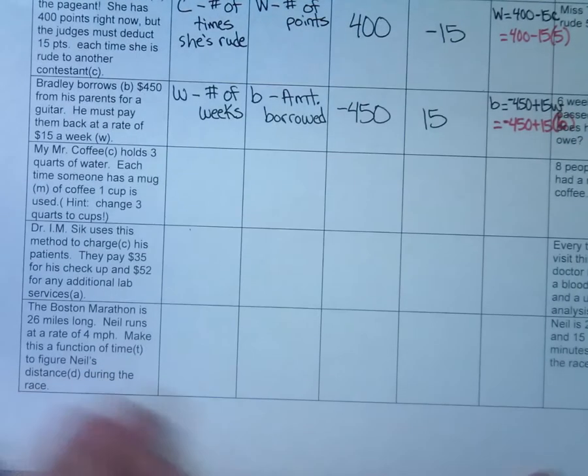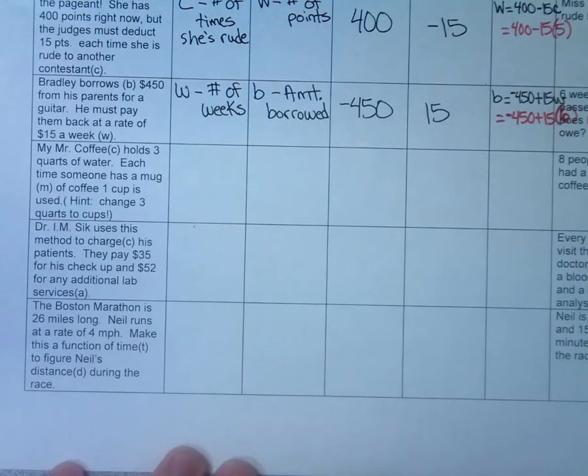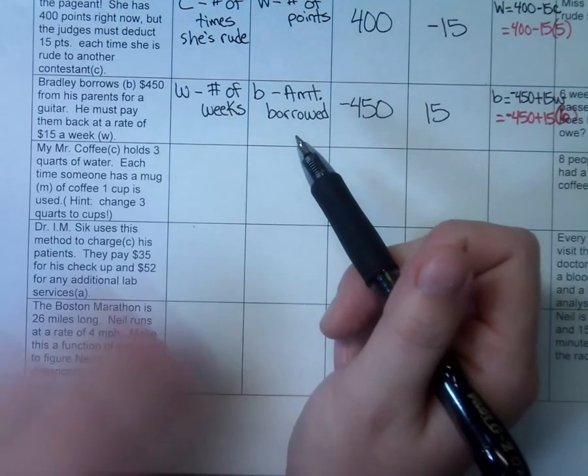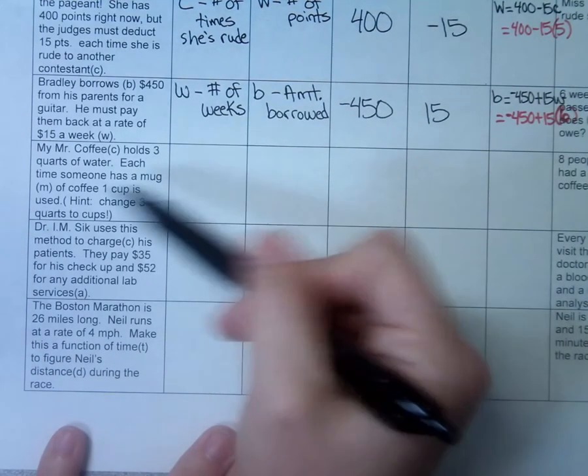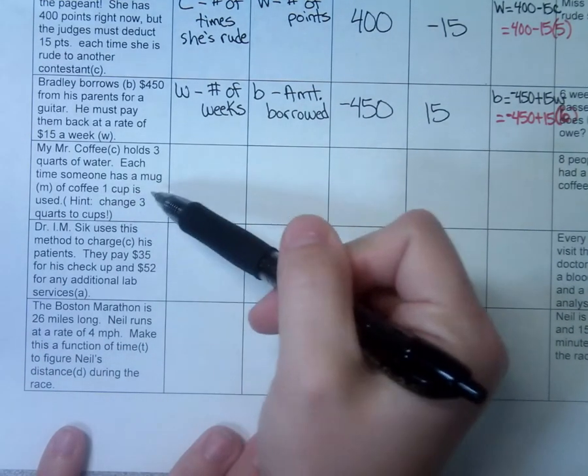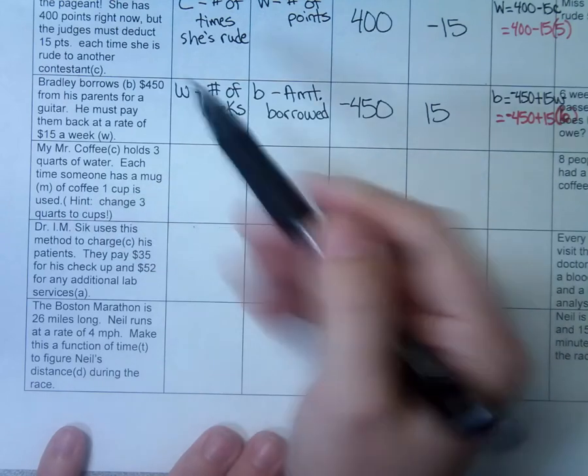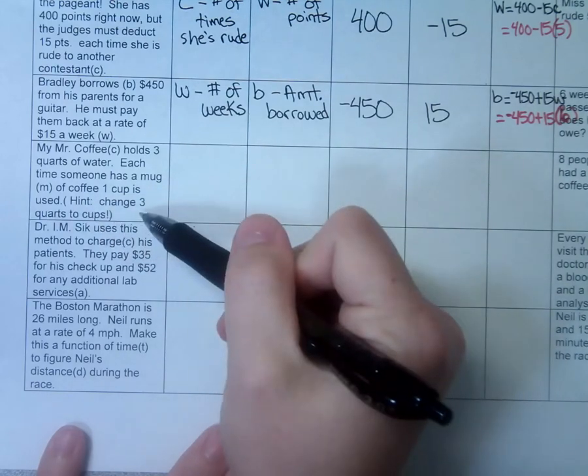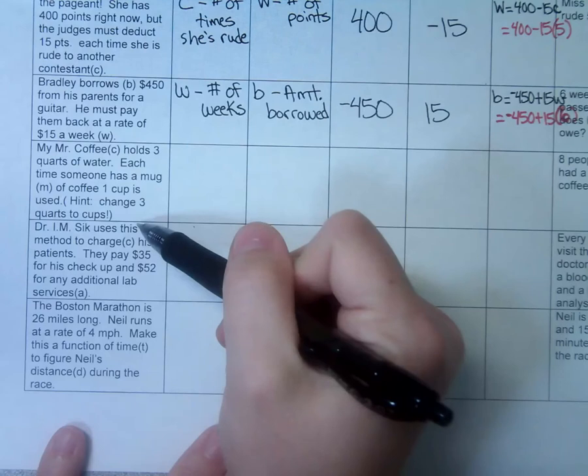Okay. The next problem. My Mr. Coffee holds 3 quarts of water. Each time someone has a mug of coffee, 1 cup is used. And then it says, hint, change 3 quarts to cups.